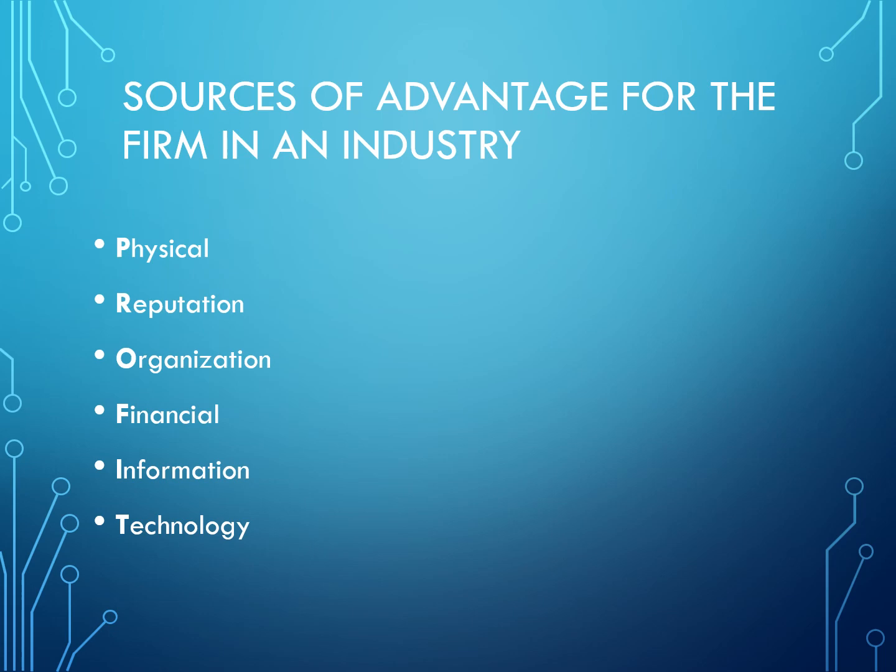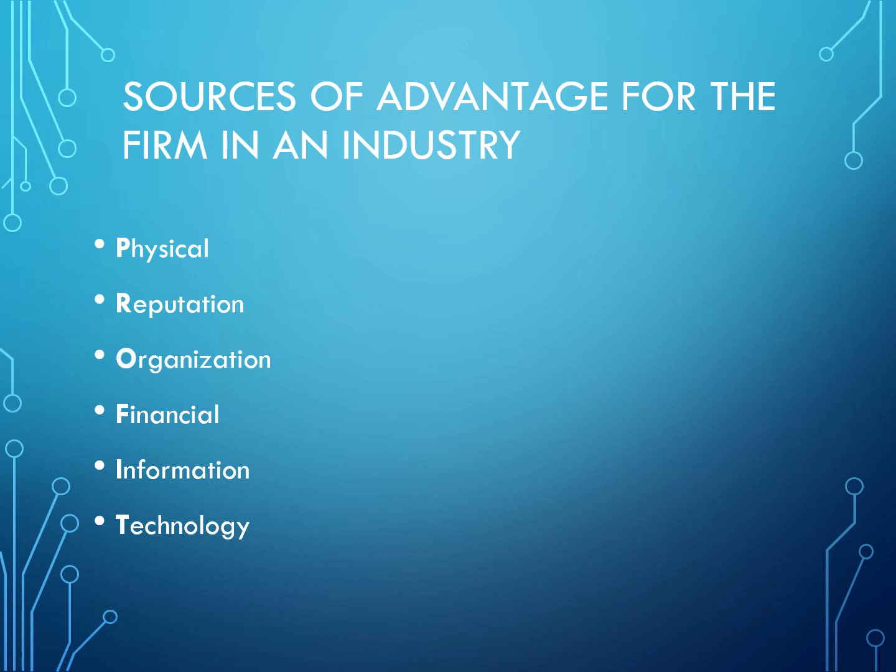And then, in summary, what we like to talk about is what the advantages are for the individual firms in an industry. And we typically like to use an acronym called PROFIT. The idea behind using PROFIT is that each letter stands for something. The sources of an advantage for a firm in an industry include physical sources. That is, maybe we've got the best locations, the best facilities, the best stores, or the best resources.